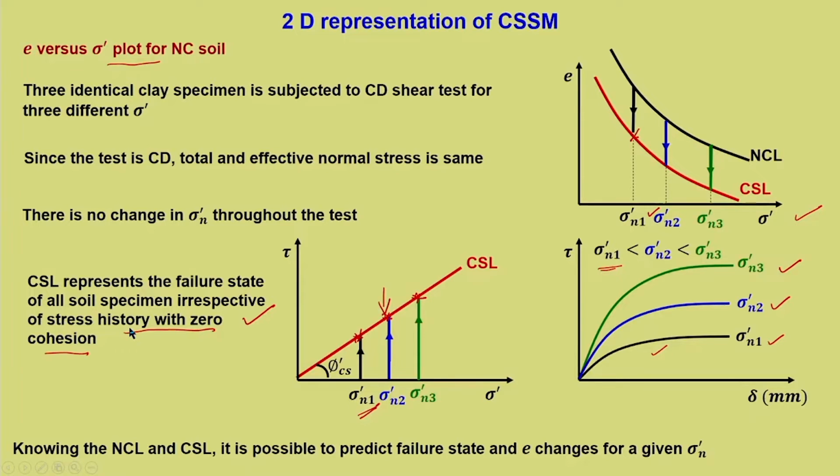Now, knowing the NCL and the critical state line, it is possible to predict failure state and E changes for a given sigma n dash. So, given these conditions, once we define the normally consolidated and critical state line, it is very easy for us to predict the failure and how the E changes during the test, but with some prior information.